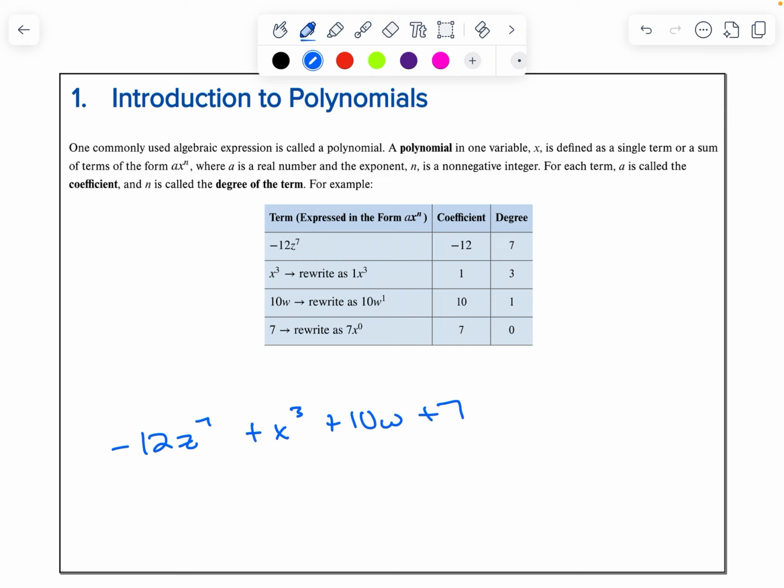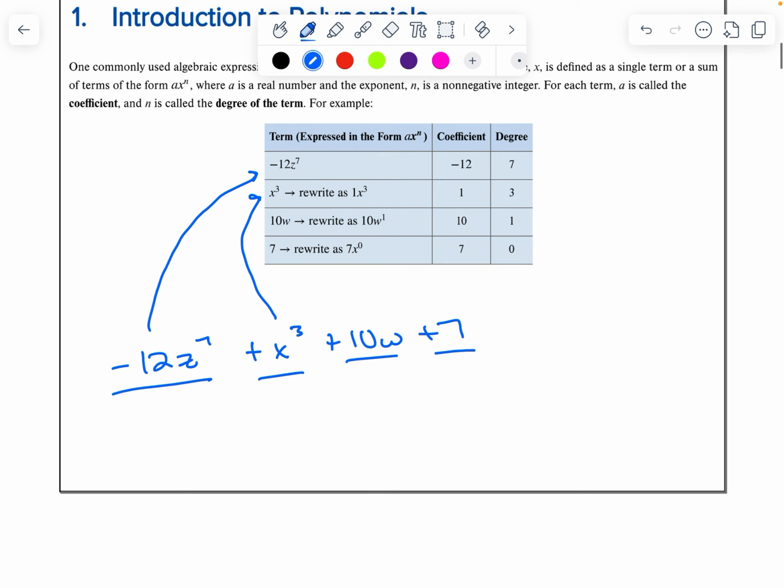Each of the things that is separated by addition and subtraction is called a term. So this is a term. This is a term. This is a term, and that is a term. All four of those are terms because they're separated by addition and subtraction. Each of these terms has a coefficient and an exponent. So the coefficient is the number out front, to the left side, I should say. That's the coefficient. That's the number that's multiplied by the term.